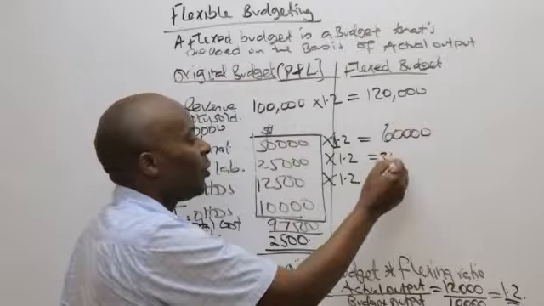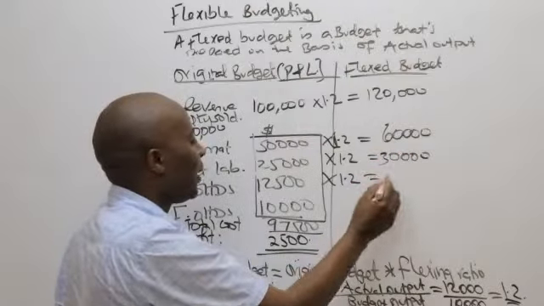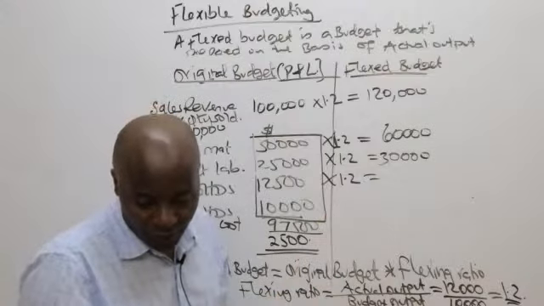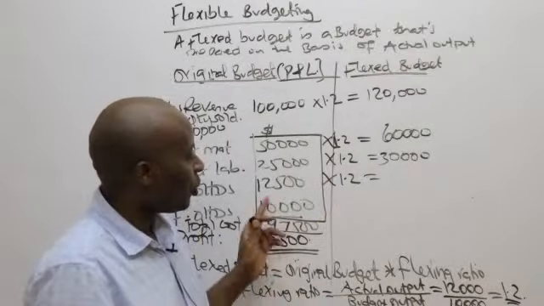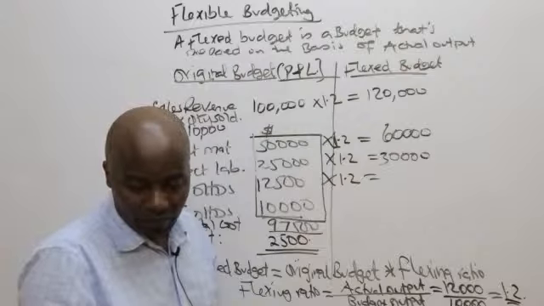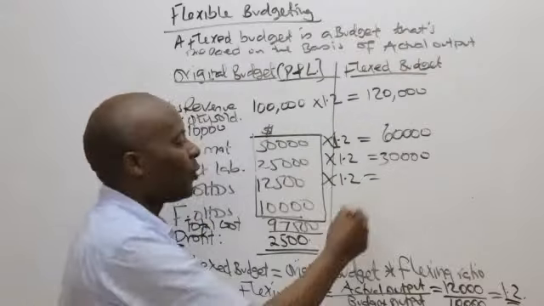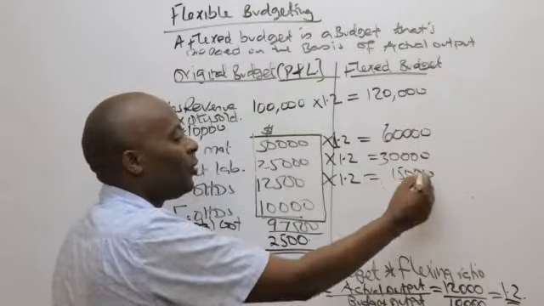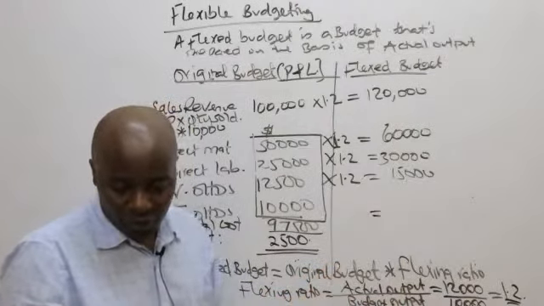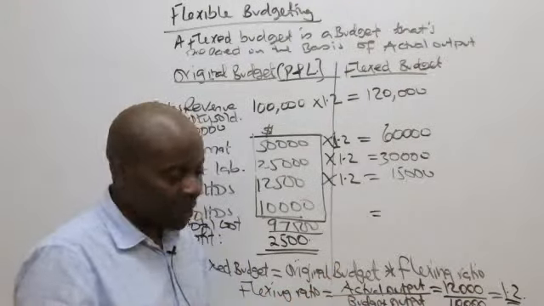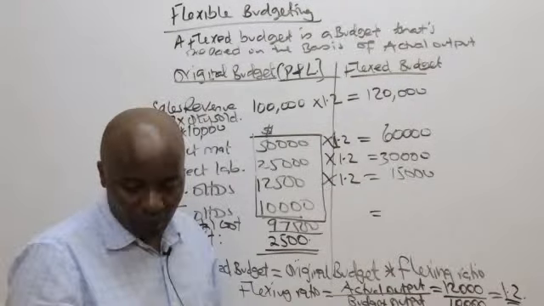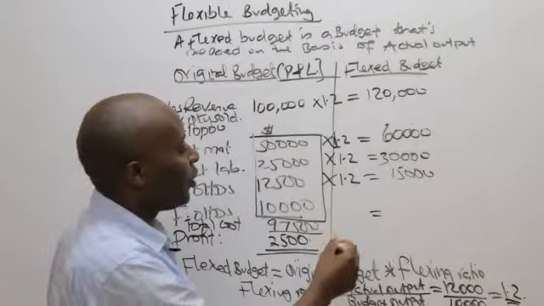And then last, ladies and gentlemen, we have 12,500 times 1.2. This one here will give us what figure? 15,000. So then what figure do you think I should put here for fixed overheads? 10,000. Thank you very much.